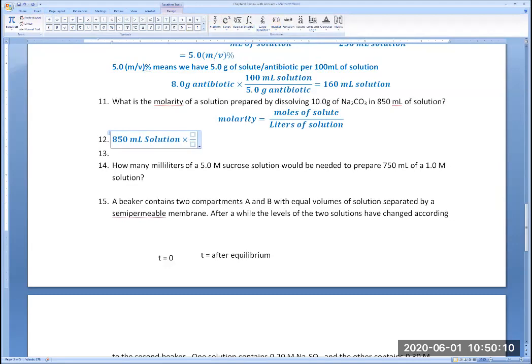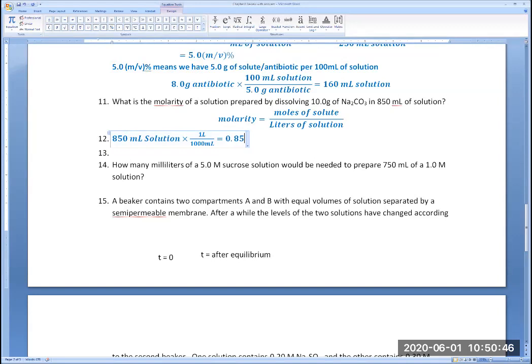So we will multiply by the fact that we have 1 liter, 1,000 milliliters in 1 liter. So here we have milliliters of solution as the given amount. So we want to put the part of the conversion factor that has the milliliters on the bottom. So the 1,000 milliliters will go on the bottom, and then the 1 liter of solution will go on top. And we can just keep it like this. So it's 850 divided by 1,000, and that's 0.85.